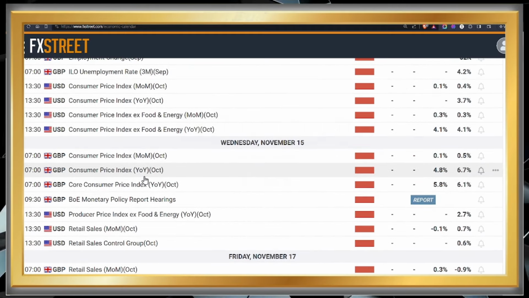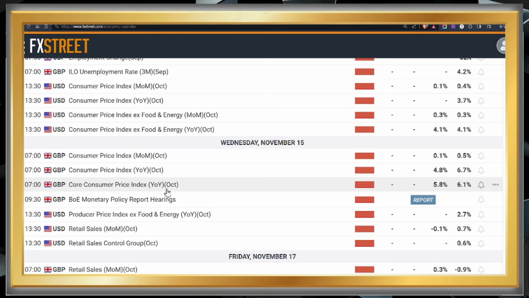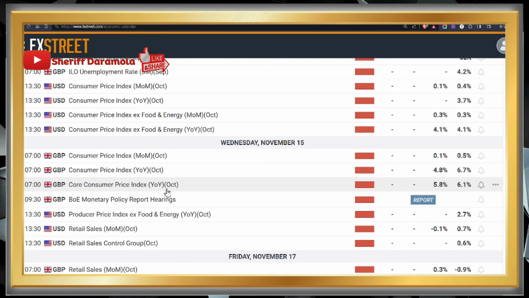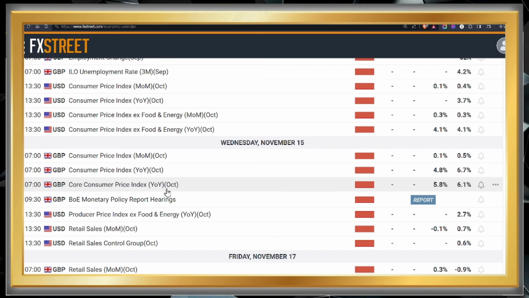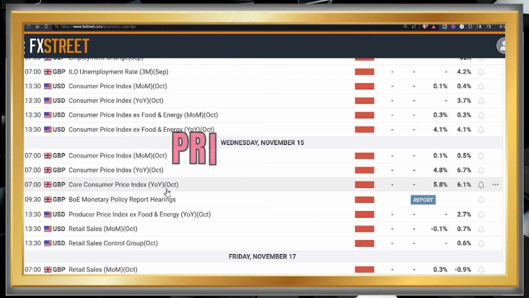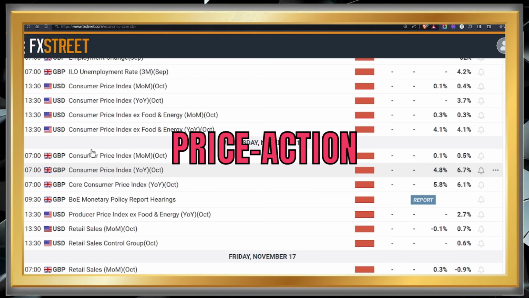So you can see that we have a handful of impactful events that will definitely be influencing the market conditions. And as technical traders, we do know that the anticipation of these events alone also has an influence on the market sentiment, which would reflect on the chart as price action.